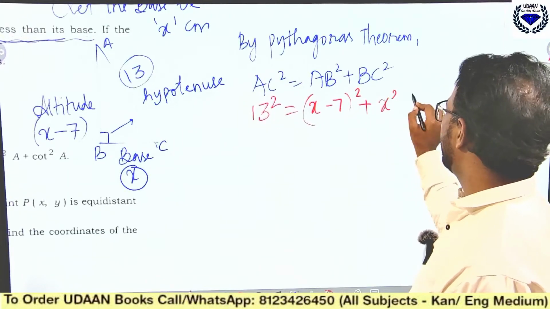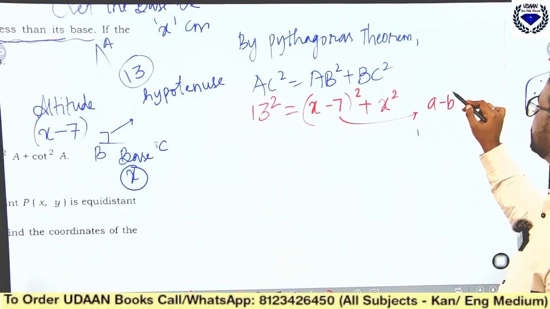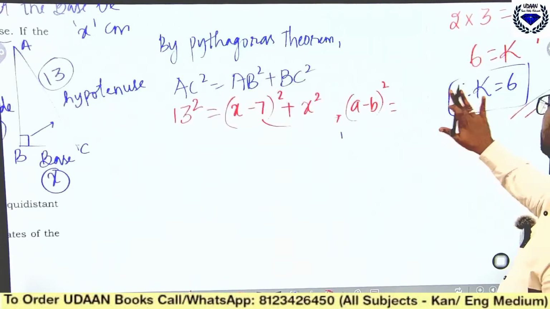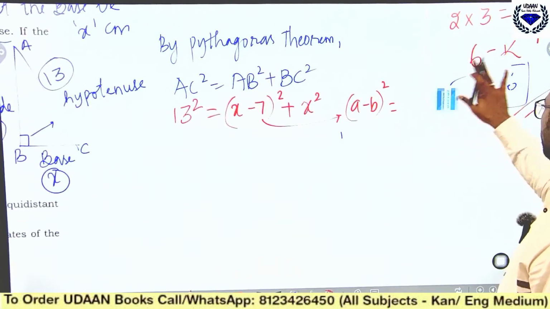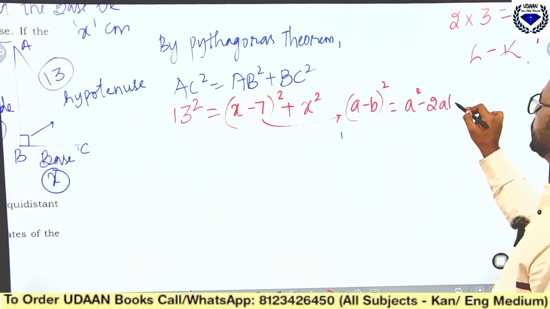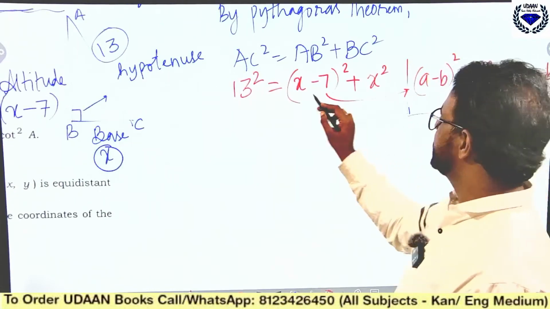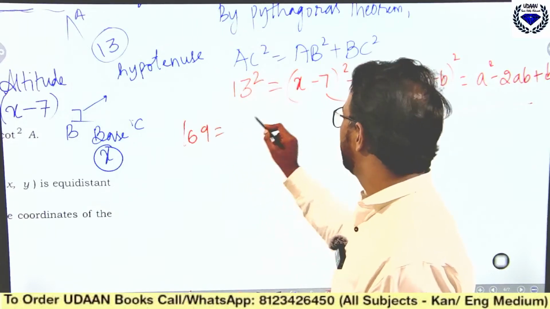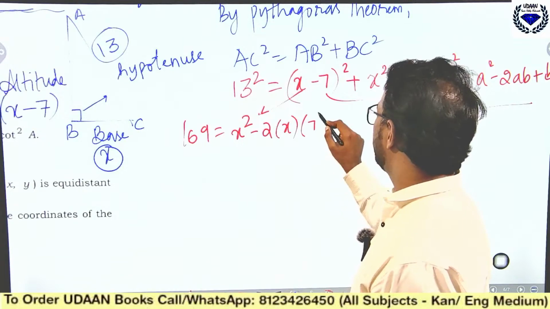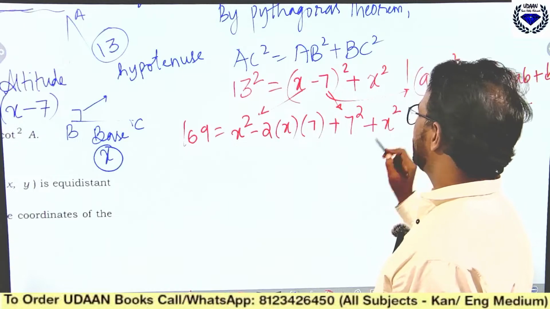X square. Now what you should do here is use a minus b the whole square, that means a square minus 2ab plus b square. So here you should use a minus b the whole square, that is a square minus 2ab plus b square. Now let me know how to solve this. 13 square is 169. Here a square is x square, minus 2x into 7, plus 7 square will come, plus x square you will get.